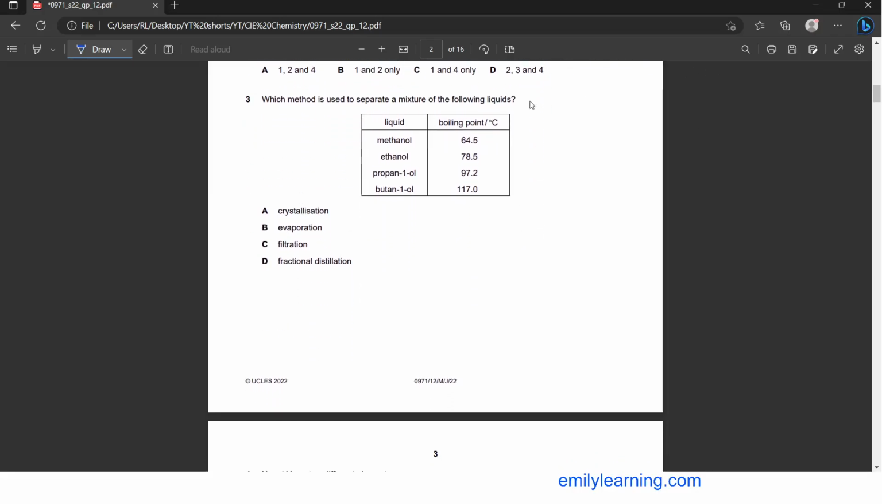Moving on to question 3, which method is used to separate a mixture of the following liquids? So if you take a look at all the liquids, what do they have? They have different boiling points. So they're all alcohols, right? So if you want to separate liquids with different boiling points, you use fractional distillation if they are miscible. So the answer is D.